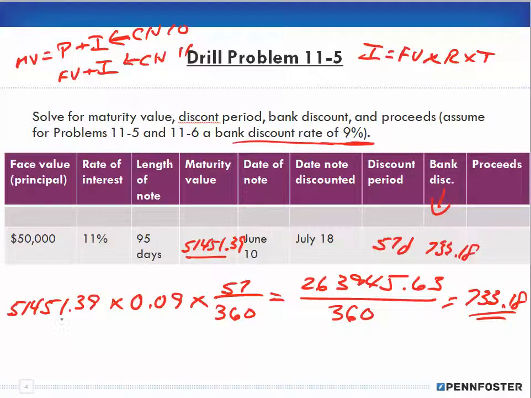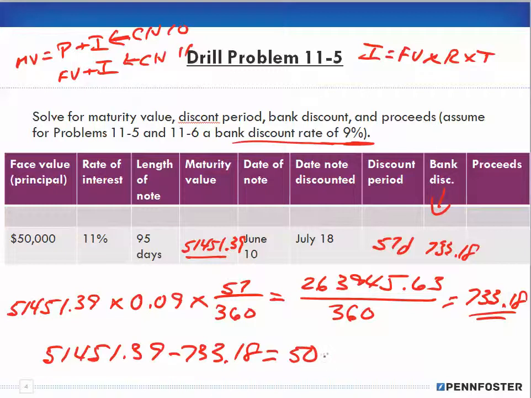And then of course we subtract that discount from the face value in order to get our proceeds. So we have 51,451.39 minus 733.18, and that ends up being 50,718.21 as our proceeds. Okay, that'll be our proceeds right there.